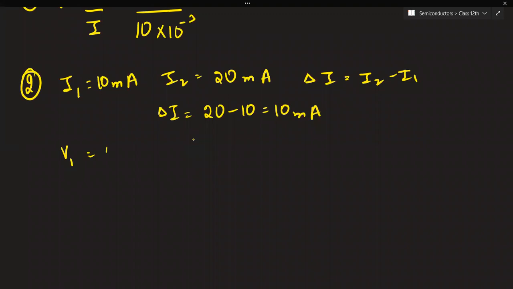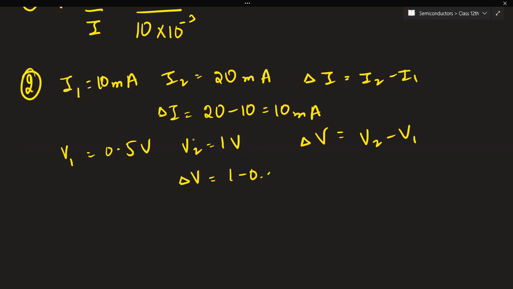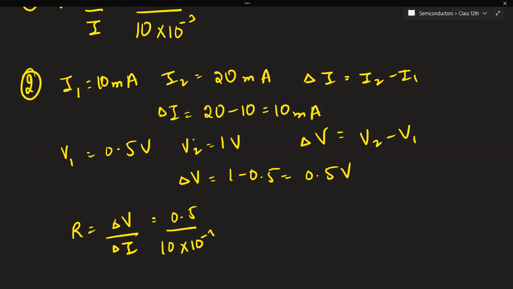Same thing, V1 was 0.5 volt, V2 is 1 volt. So change in voltage will be V2 minus V1. Change in voltage will be 1 minus 0.5, that is 0.5 volts. So if you calculate, resistance will be change in voltage by change in current. Change in voltage is again 0.5. Same thing you're getting, 10 milliamperes, so 10 to the power minus 3. Same answer, 50 ohms.